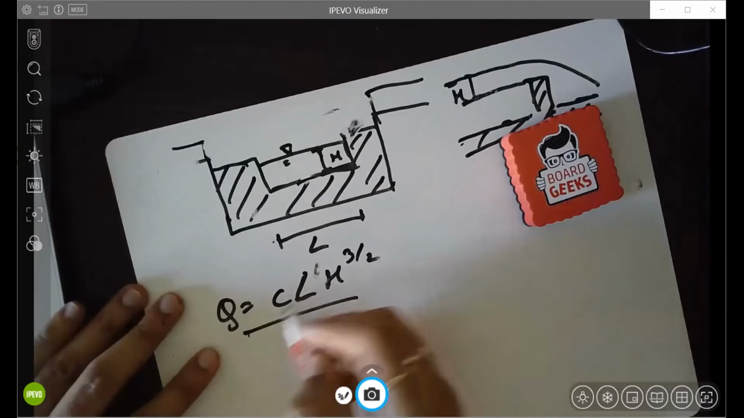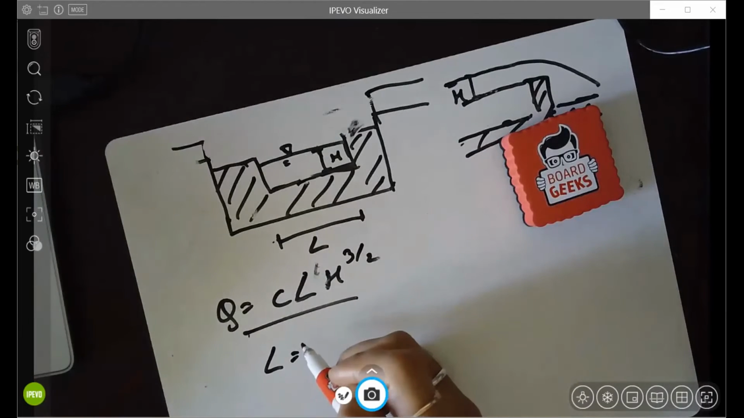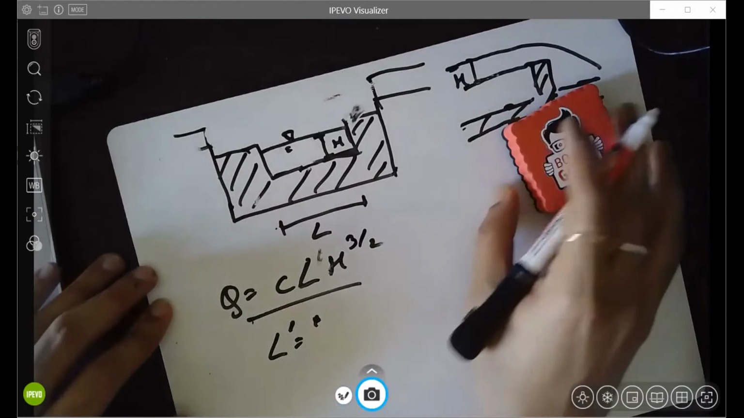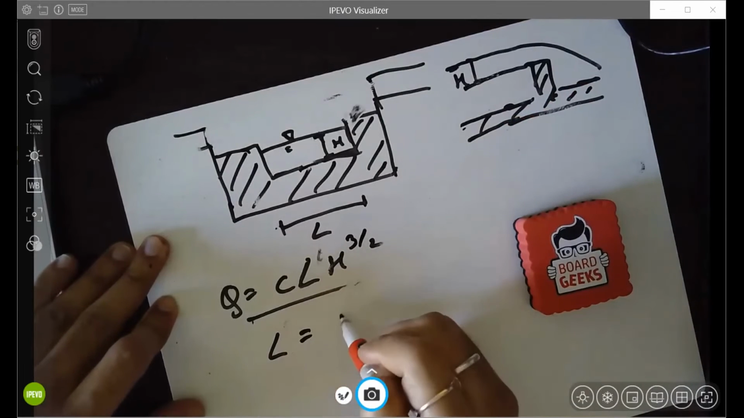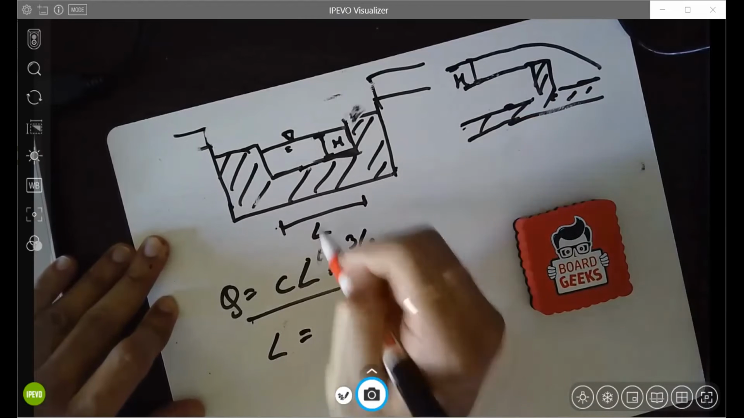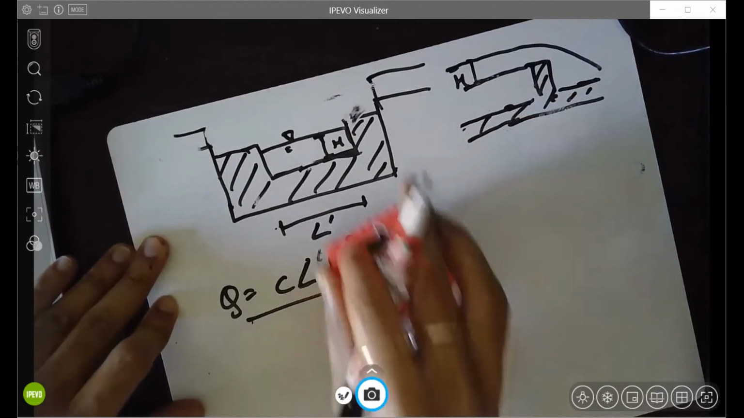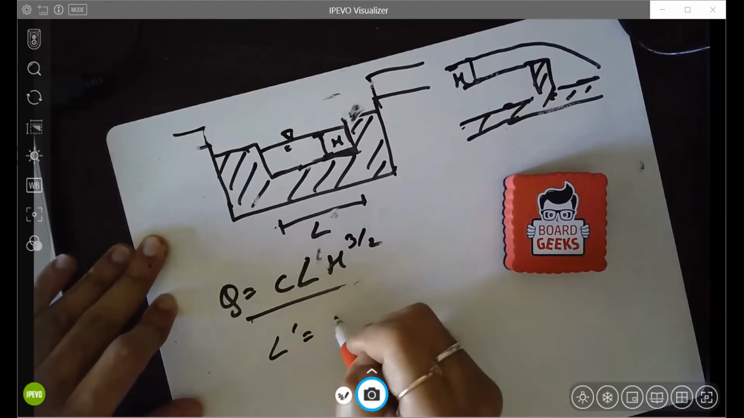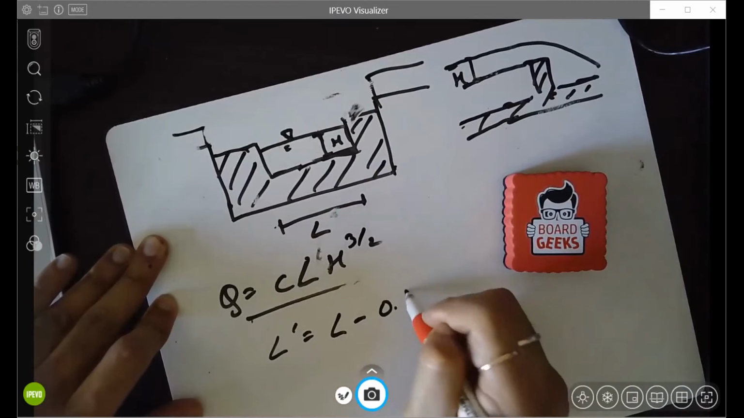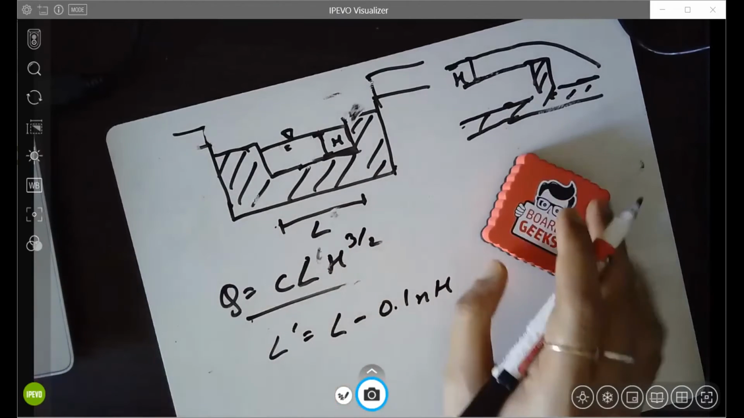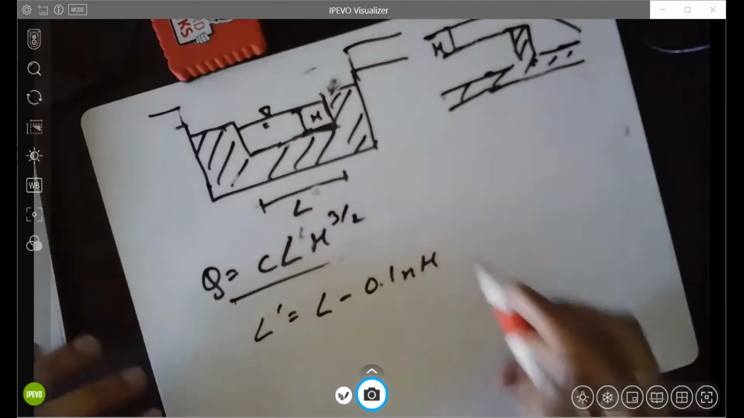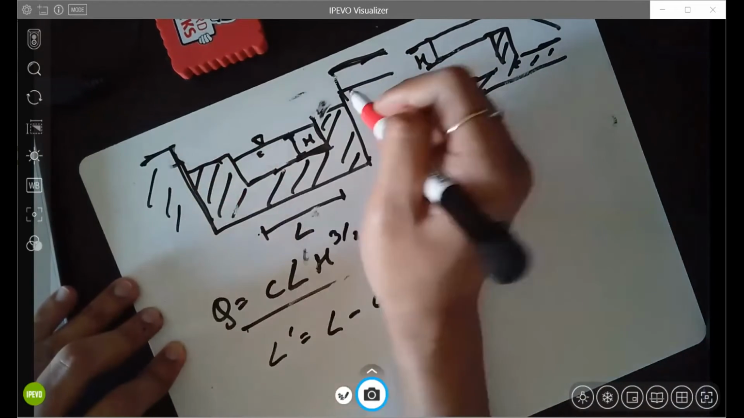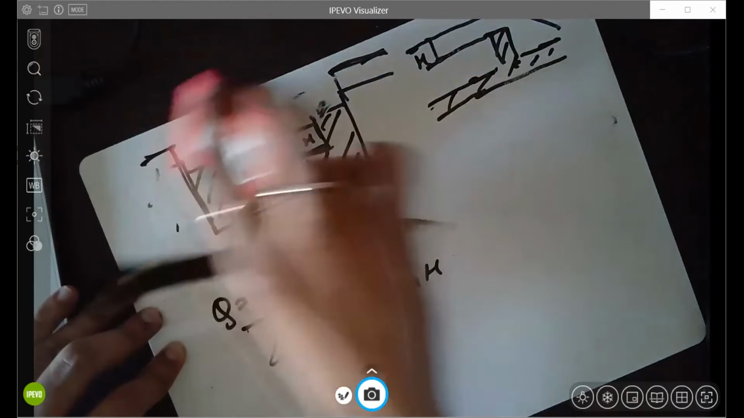The first correction is to the length. L is actually L dash. Let me not confuse you guys. Instead of L, you put L dash, which is the length minus 0.1 into N into H. Okay. Now what is N and what is H? So basically, this is a channel. To make it simple, this is the river bank.